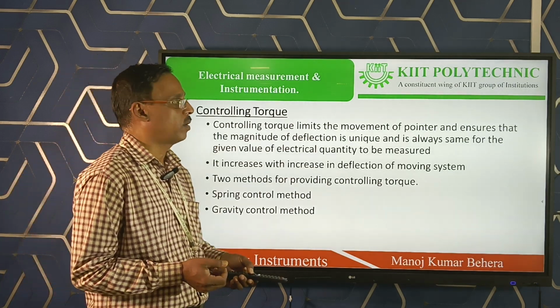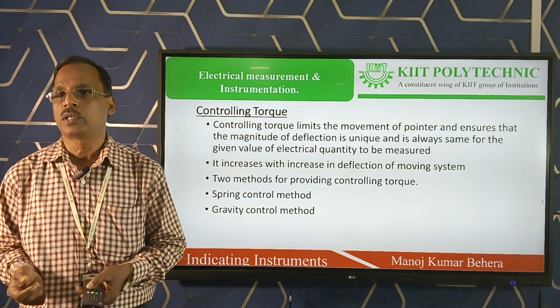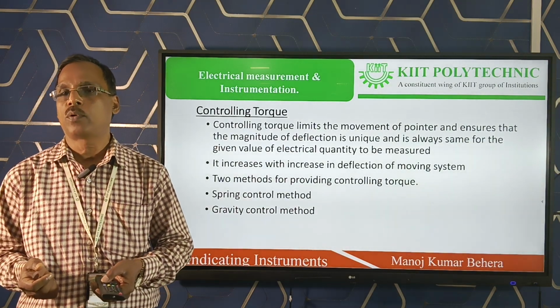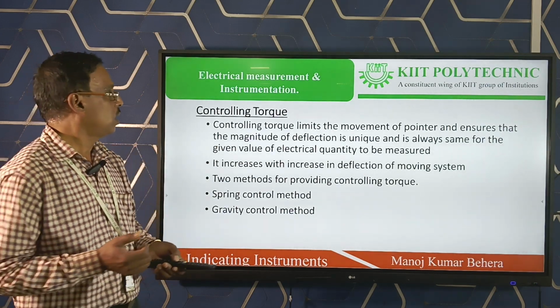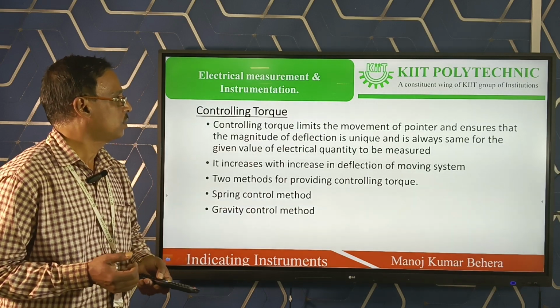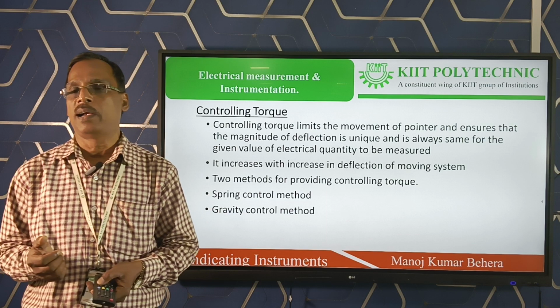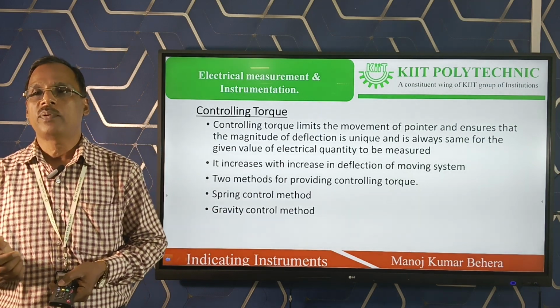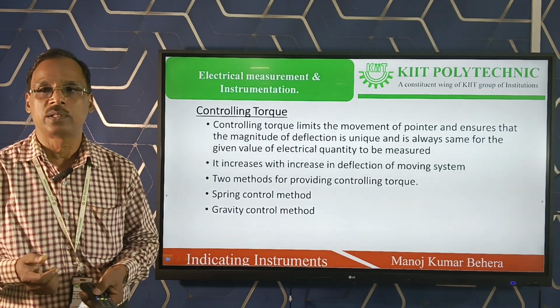Next, we have control torque. It is also called restoring torque. We have to restore or control the pointer movement, so this is called controlling torque. Without control torque, the pointer moves indefinitely. There are different methods for providing the control torque. First one is spring control, another one is gravity control.